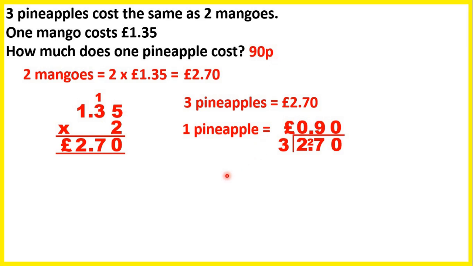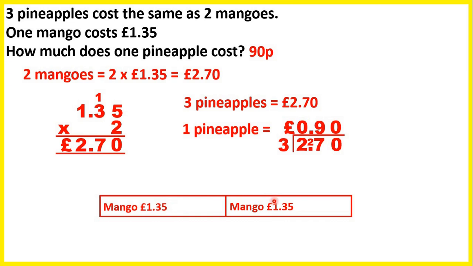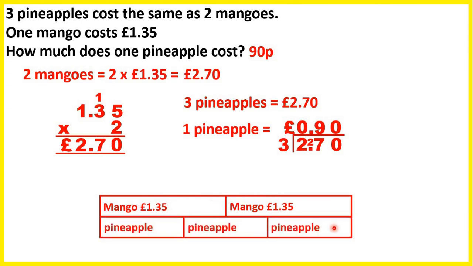We could represent this problem with a bar model. So we have 2 mangoes, and that's the same cost as 3 pineapples. So the 2 bars for mango are the same length as the 3 bars together for pineapple. So to find the total cost of 2 mangoes, or of 3 pineapples, we can add £1.35 plus £1.35 or multiply £1.35 by 2, and that gives us £2.70. So if we know that 3 pineapples cost £2.70, we can divide that by 3 and we get 90 pence as the cost of 1 pineapple.